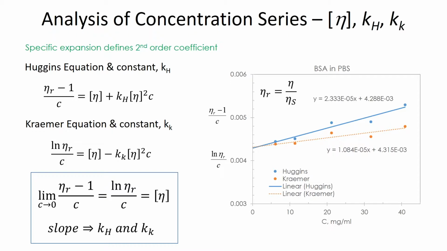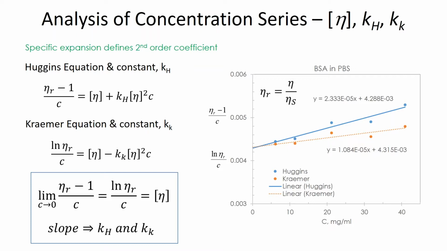There are a couple of different types of expansions people will actually use to analyze their data, and the exact form of the equation depends on the specific expansion and defines the second order coefficient. The first one and the most common is the Huggins equation and the corresponding coefficient K sub h. This is really just the equation we just looked at on the previous slide, rearranged slightly such that the intercept is what determines the intrinsic viscosity. I've simply defined the relative viscosity as the solution divided by the solvent, and as I mentioned, this is rearranged to make analysis simple in terms of getting an intercept and a slope corresponding to parameters.